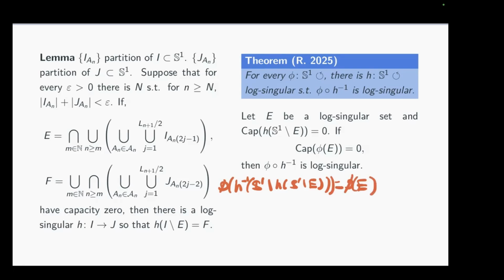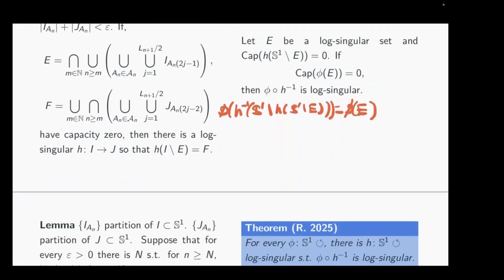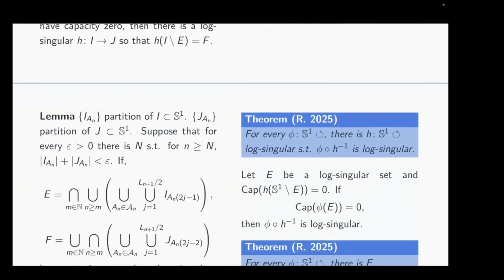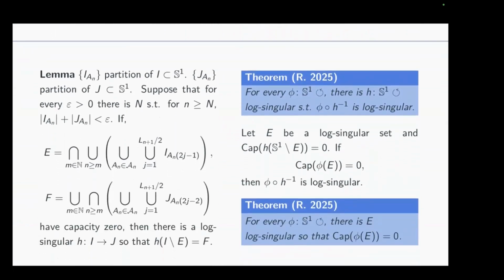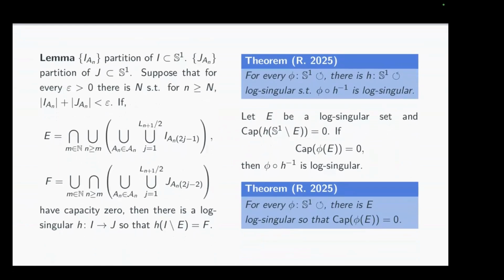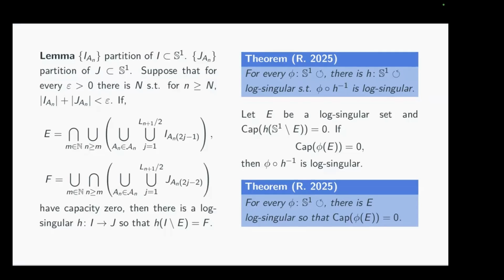So this map under those conditions would be log singular with this log singular set. And that's our goal. Our goal is to see that given any circular homeomorphism, we can always find a log singular set that satisfies this. And this is the second part, and this is the last part of the theorem, and that's what I want to explain now.